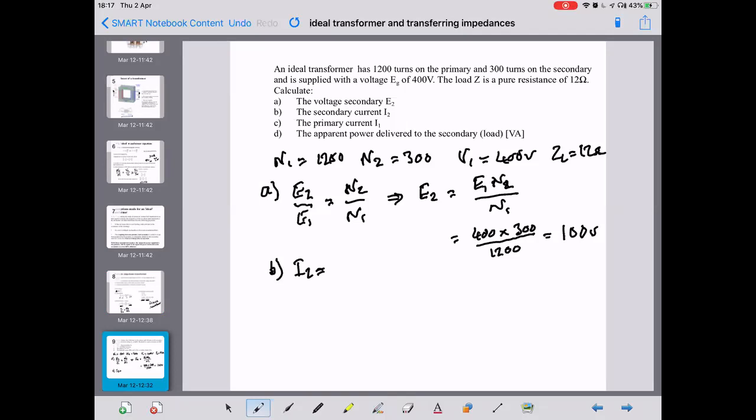So you've got the resistance of the load. Would that give you the current through the secondary side? Yep, because you know V2 and you know ZL. So it's just Ohm's law. V2 is 100 over 12 equals 8.34. Oh no, 8 1/3. Be a bit strange.